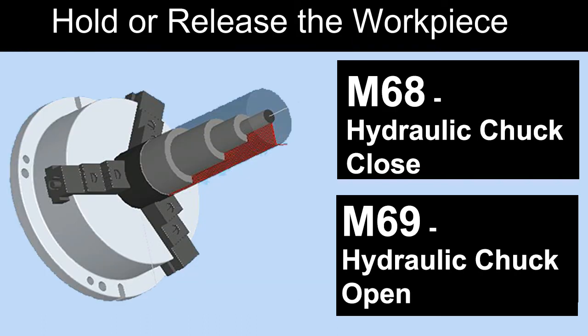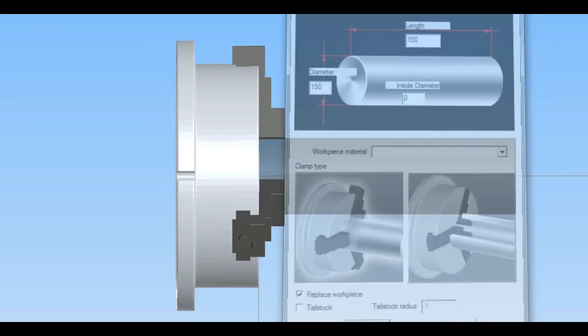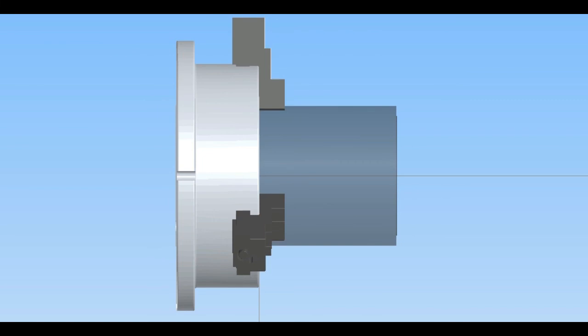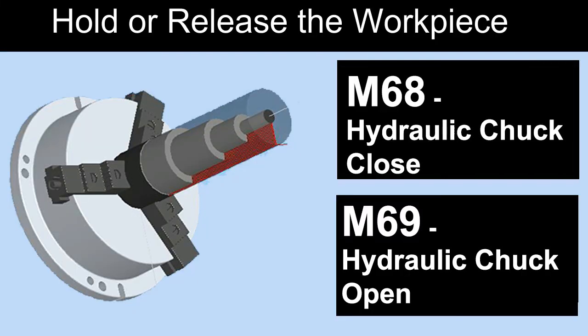Next we have M68. It is used to close the hydraulic chuck to hold the workpiece, and M69 to open the hydraulic chuck in order to release the workpiece.